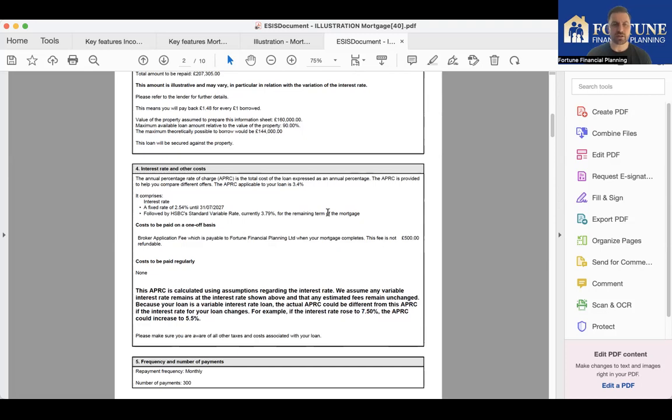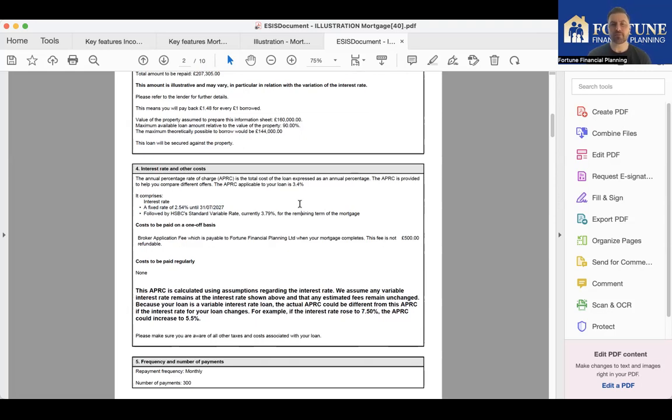Now, I'm going to talk to you about the actual fixed rate itself. The fixed rate is fixed for 5 years, as I say. It's 2.54% up until the 31st of the 7th, 2027. The HSBC standard variable rate is currently 3.79%. Now, what I would say with that is it's slightly a mystical rate because that can change at any time. It's controlled by the lender.